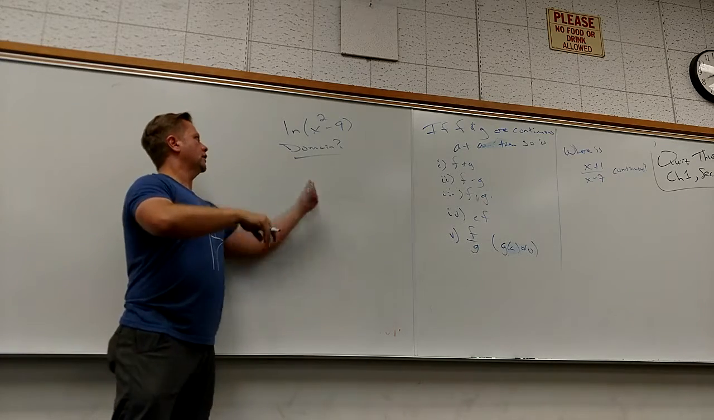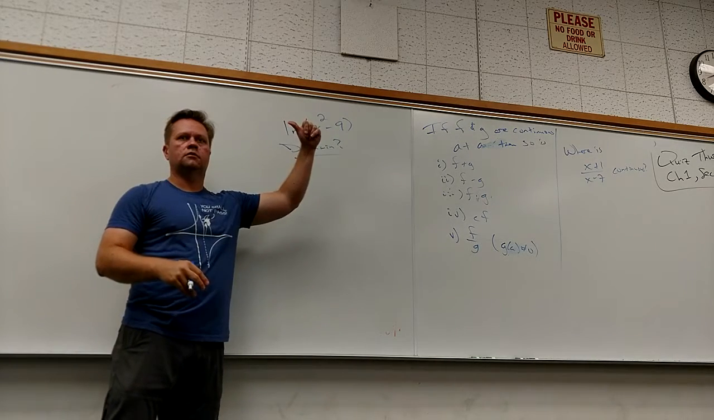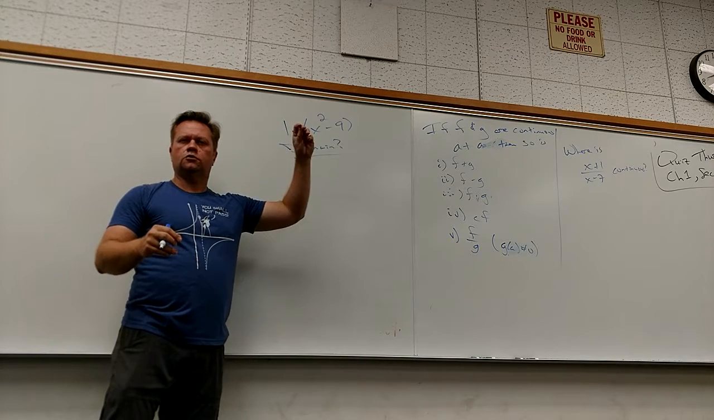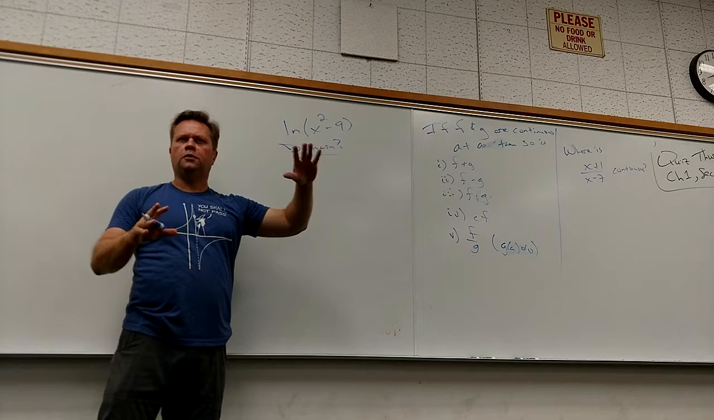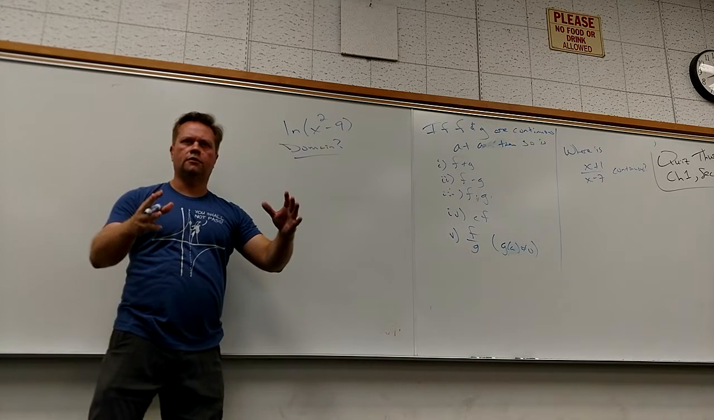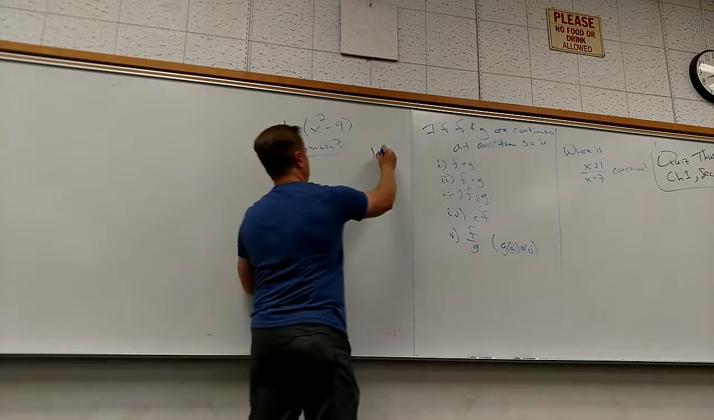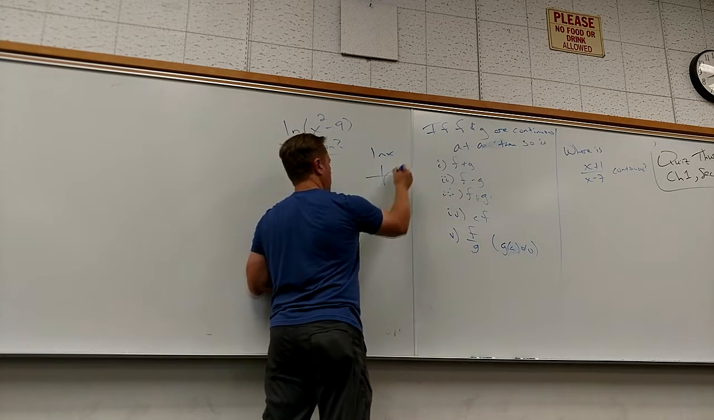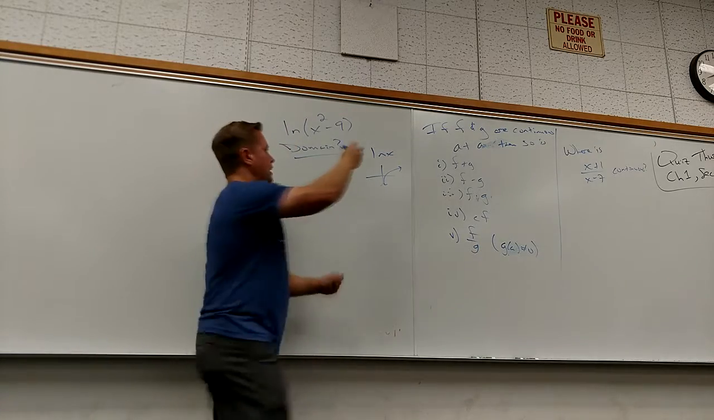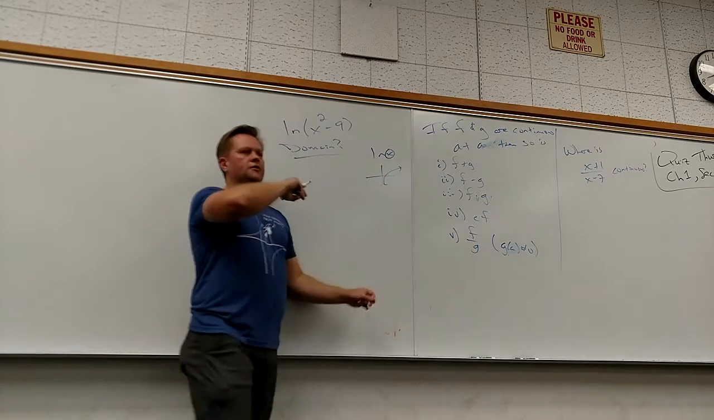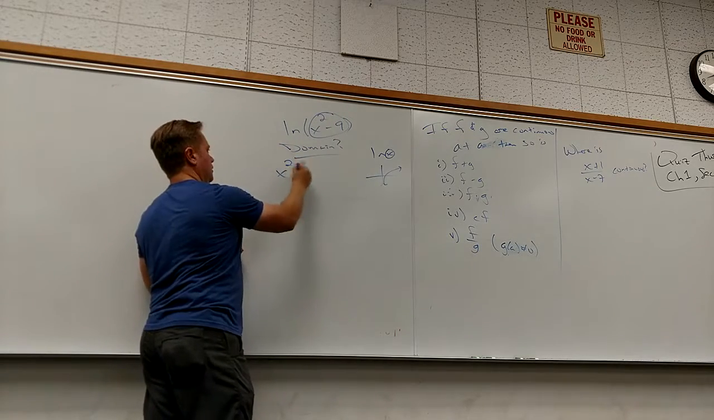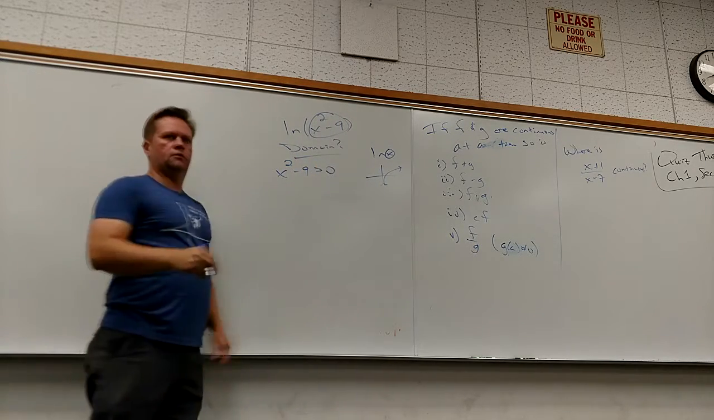All right. How do I find this guy's domain? Simplify the expression that's in the brackets. True, but what do I set up to work with? What's got to be true? What's got to be true about natural log of x? Knowing the picture. What's got to be true about x? Greater than 0. So what's got to be true about the input? Greater than 0. So that has to be greater than 0.